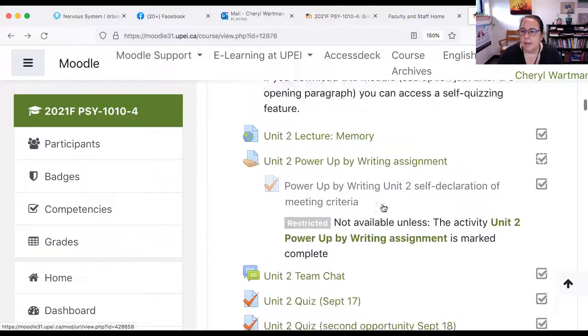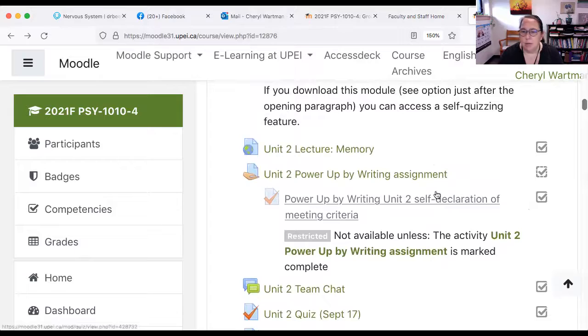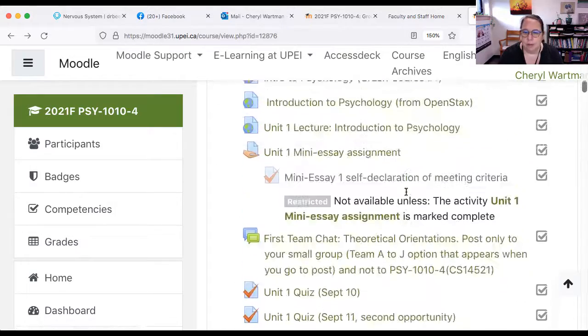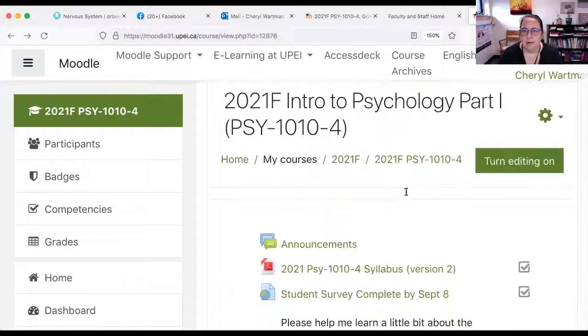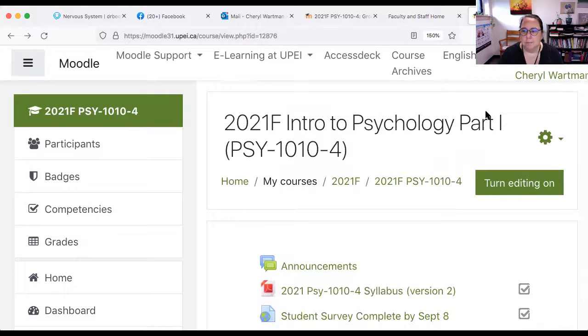So hopefully that helps people with how to use Moodle. And I know I went into a little more depth than I meant to on some of this, but I think it's really important for you all to know. So I hope that helps.